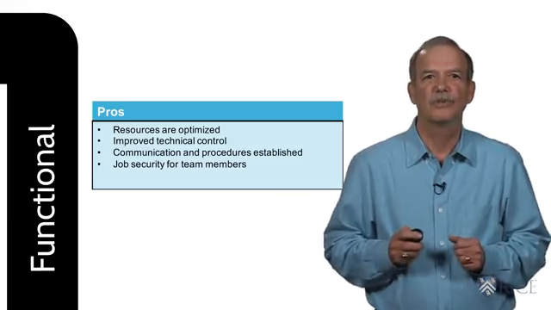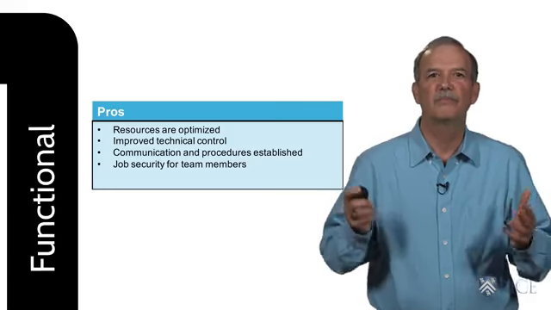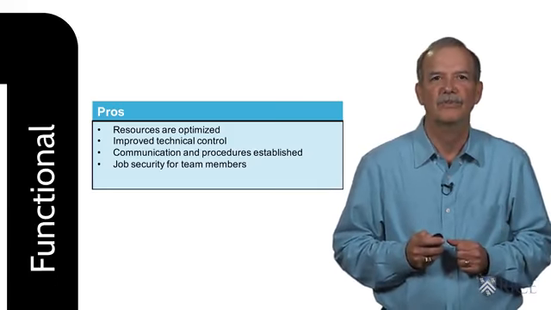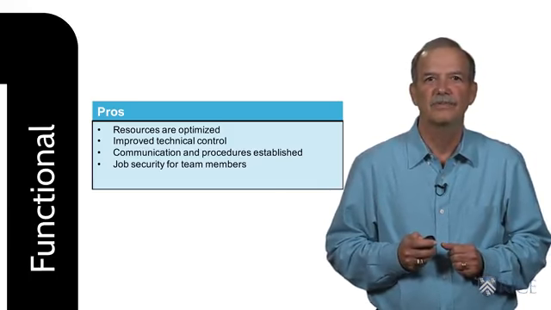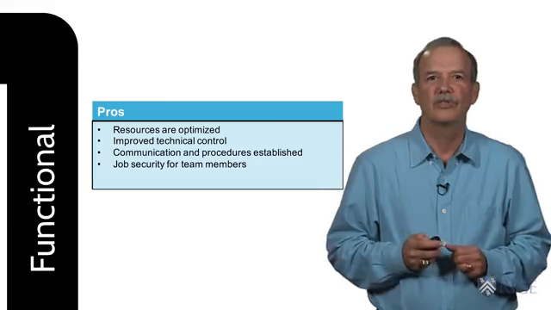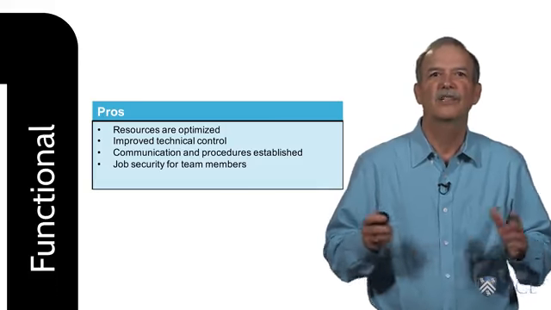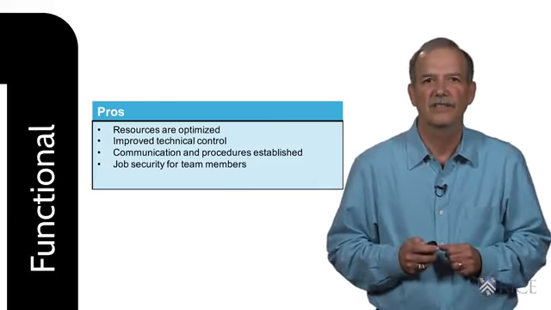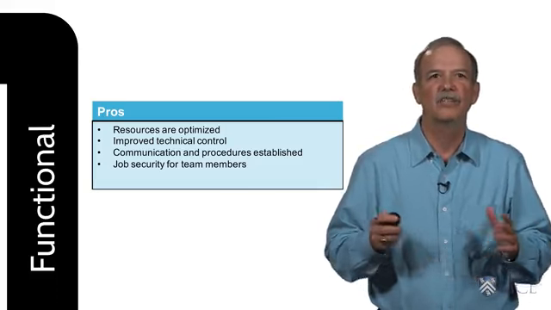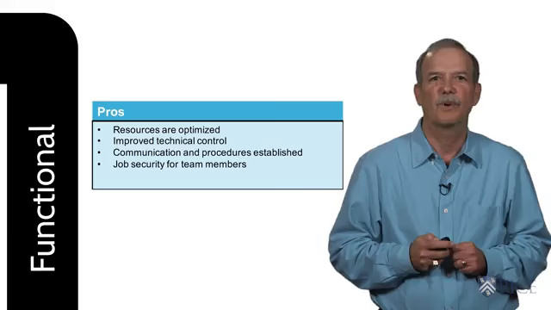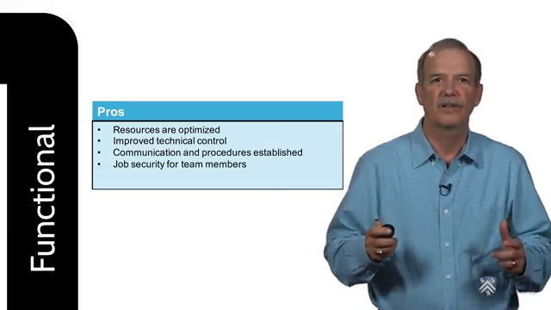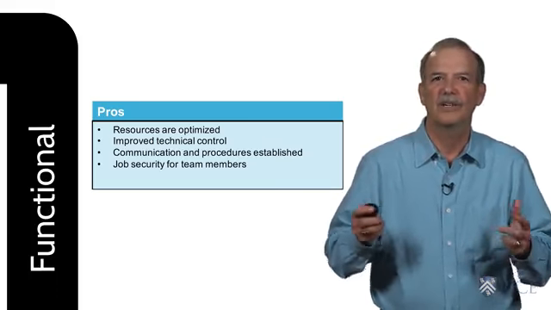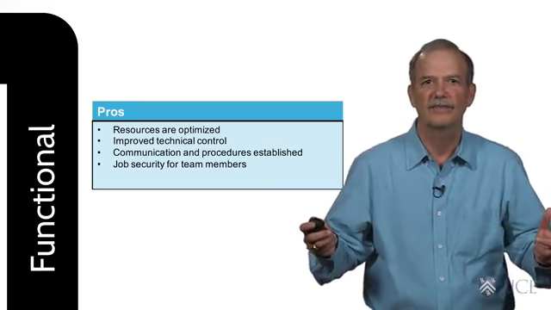Technical control is improved because the project team is embedded in their functional group. They have access to the technical experts in the group. Also, the functional managers overseeing their work thus control the technical content of the project. Communication and procedures have been established as part of the normal work process. Everyone knows the work process, and no new processes are created for the project.